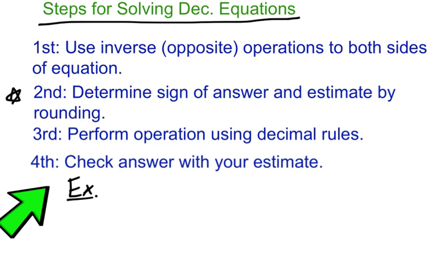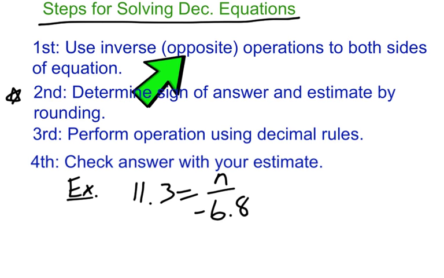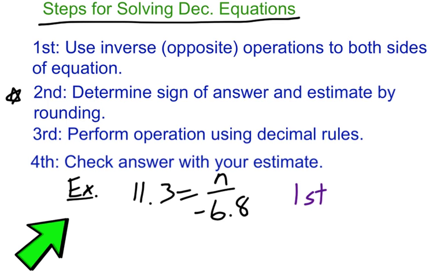Okay, let's say our example is 11.3 equals n over negative 6.8. All right, so the first thing is use inverse opposite operations. So I'm going to write my steps off to the side. I'm going to write what I do. So the first step is we're going to multiply by negative 6.8 because I want to solve for n. I'm dividing. The inverse is multiply. So multiply by negative 6.8.